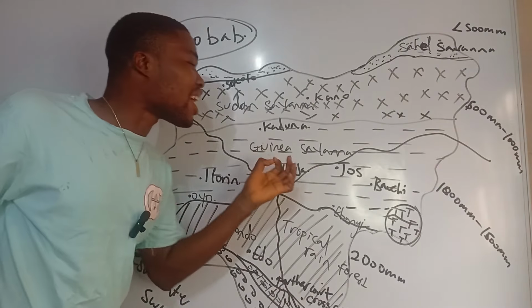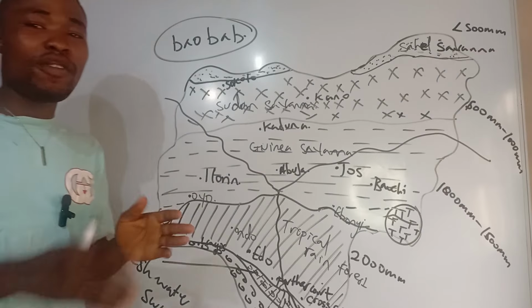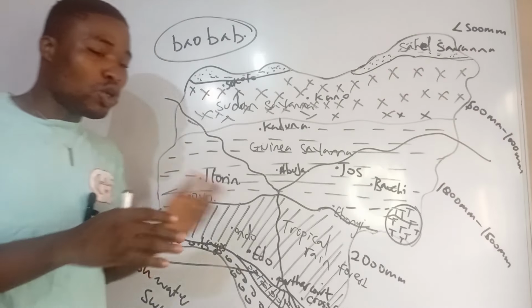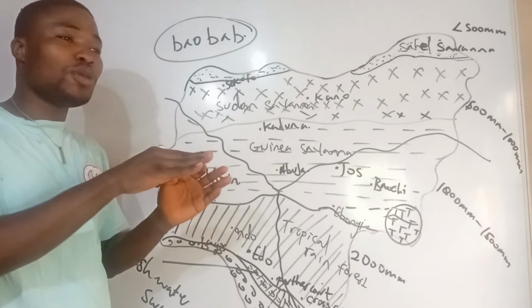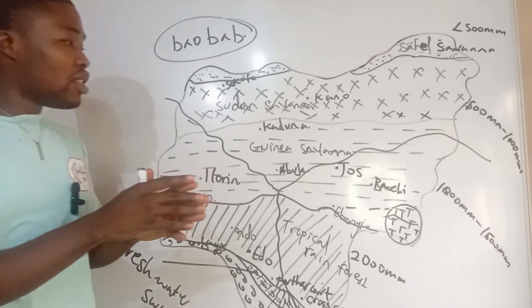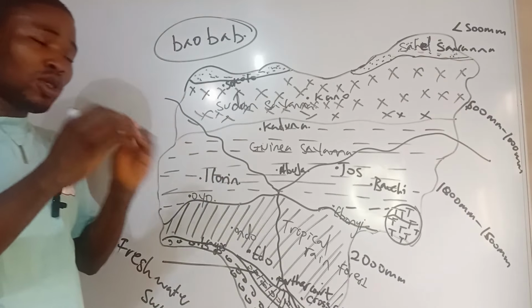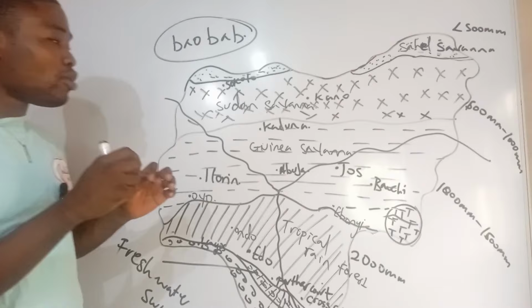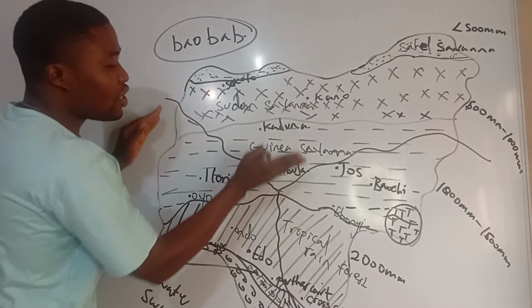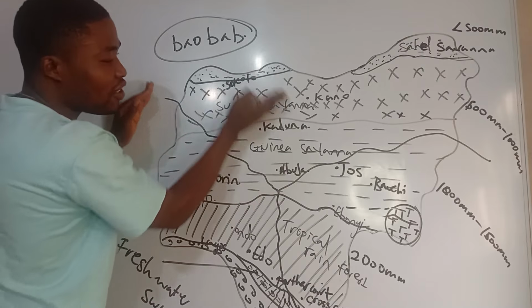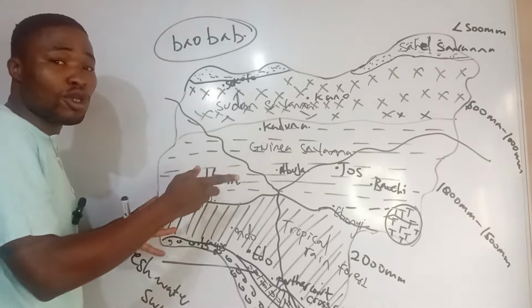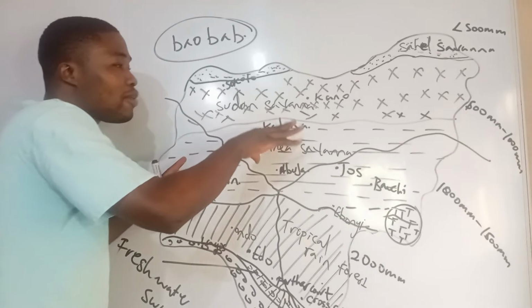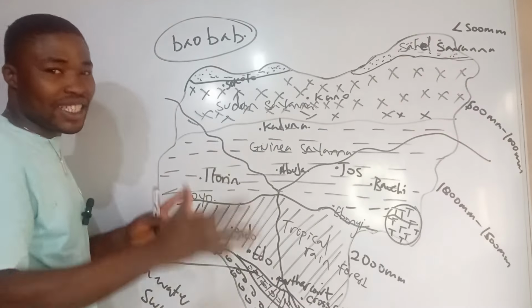Now, what are the characteristics of a Guinea Savanna? Guinea Savanna ranges from tall trees to tall grasses, to some short trees and shrubs. So as you move to the northern part of the Guinea Savanna, you tend to see more grasses than tall trees. Okay, now the trees are becoming shorter, they become shrubs. So the vegetation is very vast.